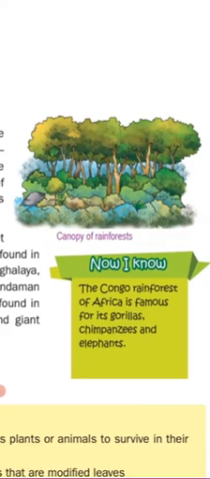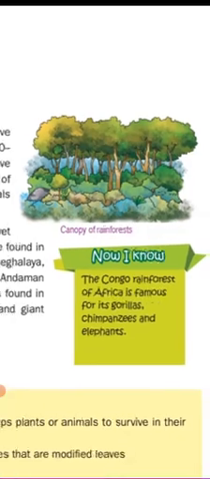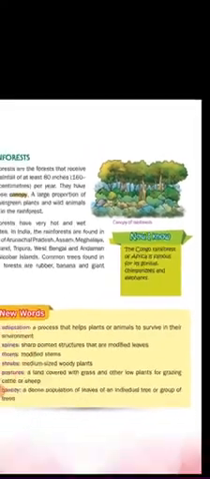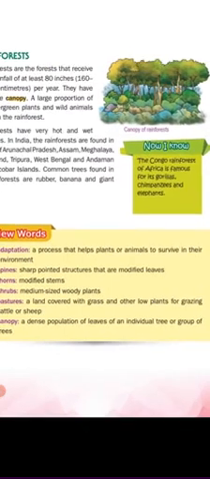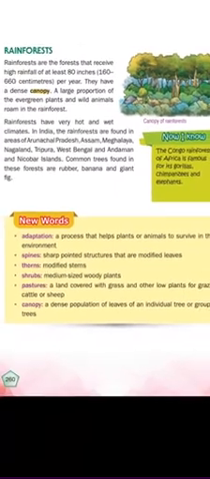Clear? So a large portion of the evergreen plants and wild animals roam in the rainforest. So what is roaming here? Yes, evergreen plants and wild animals. Rainforests have very hot and wet climates. In India, they are found in Arunachal Pradesh, Assam, Meghalaya, Nagaland, Tripura, West Bengal and Andaman Nicobar Islands. Clear? Some new words have been given in your book. Just go through it.